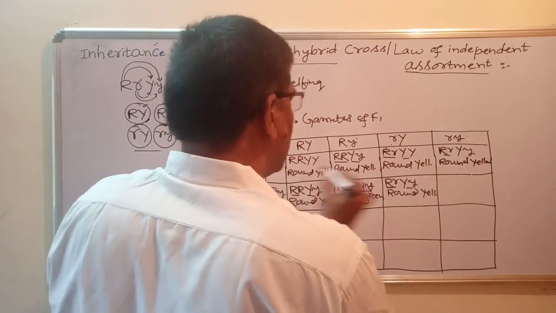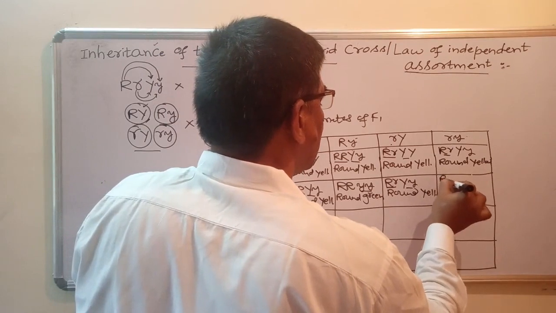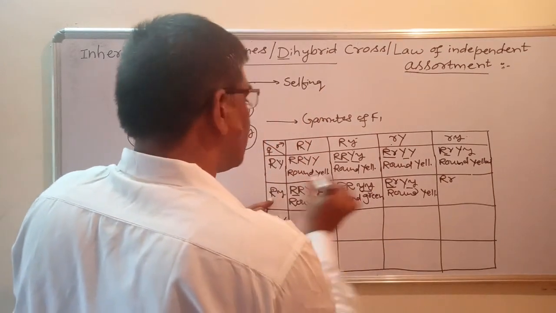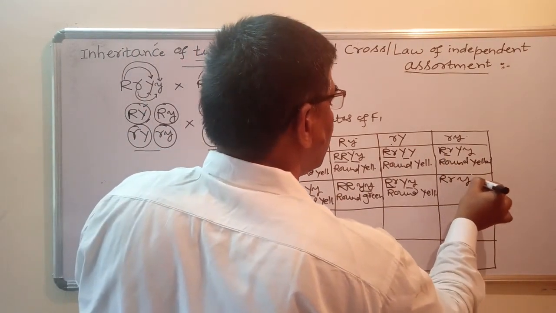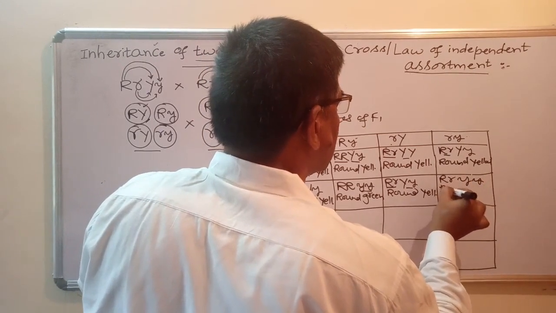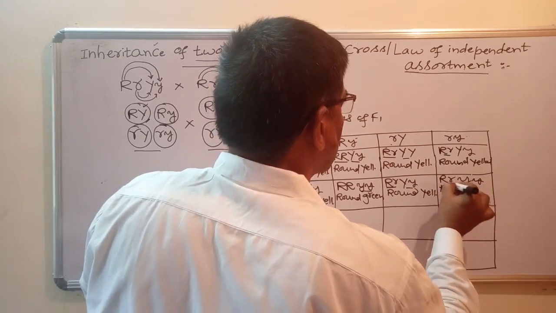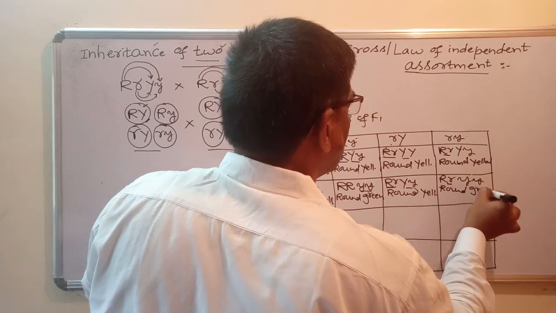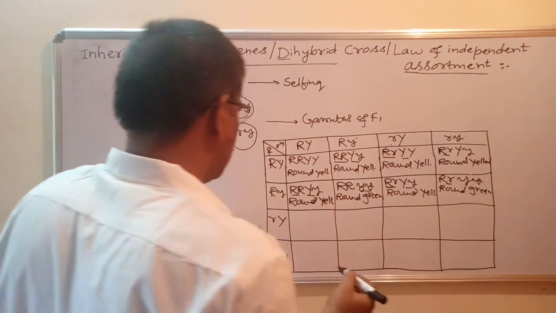Next, this capital R, this is small r, capital R, small r. This is small y, small y. This is a round green, round green.